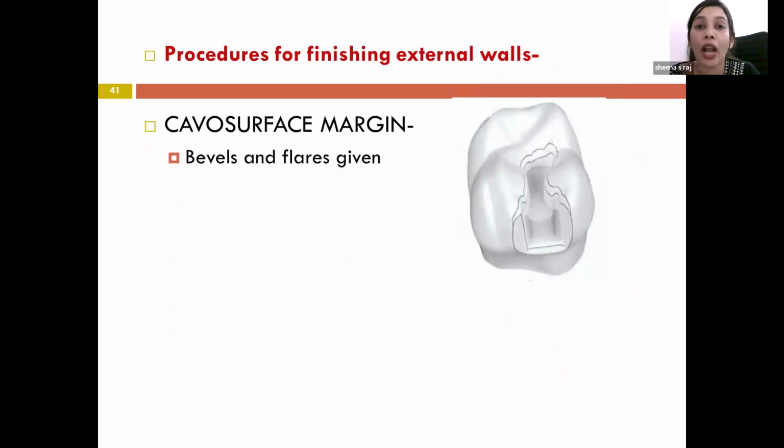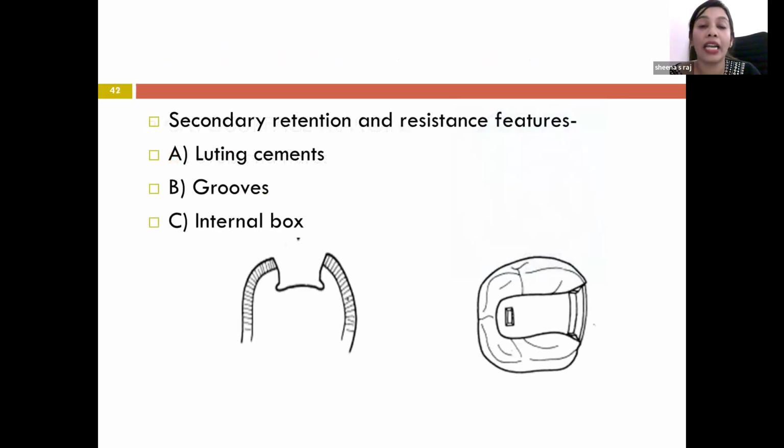And here you have to write about bevels and flares. Most people write about bevels and flares, but they never write about the secondary retention and resistance form. In the case of inlay, if you write the coming slides only, you can fetch good marks. Understood? So secondary resistance and retention forms include, you can memorize like GIL.